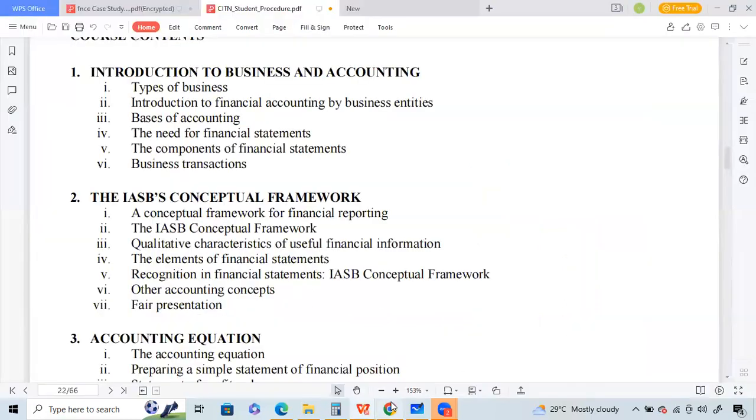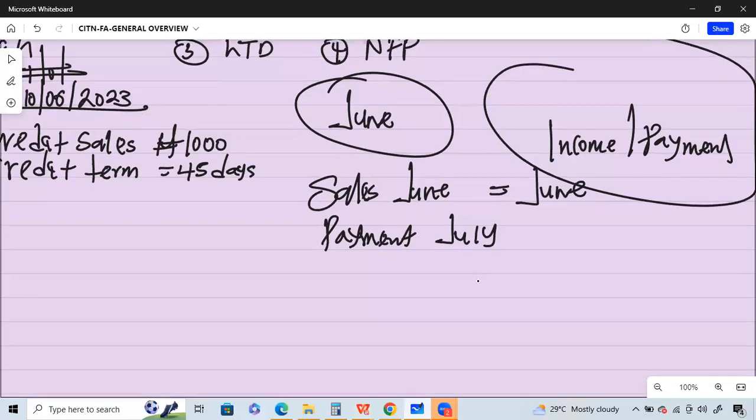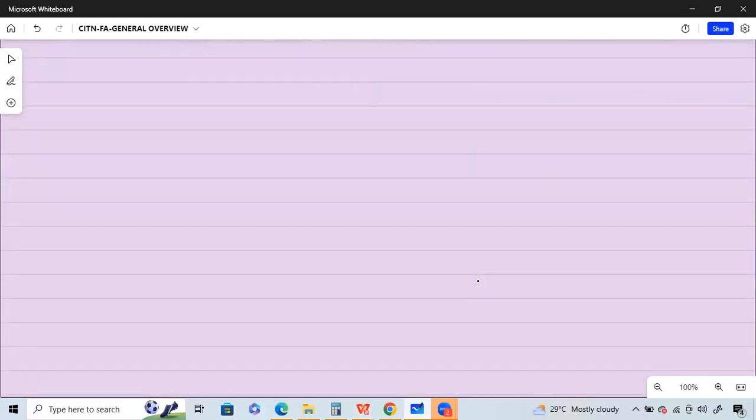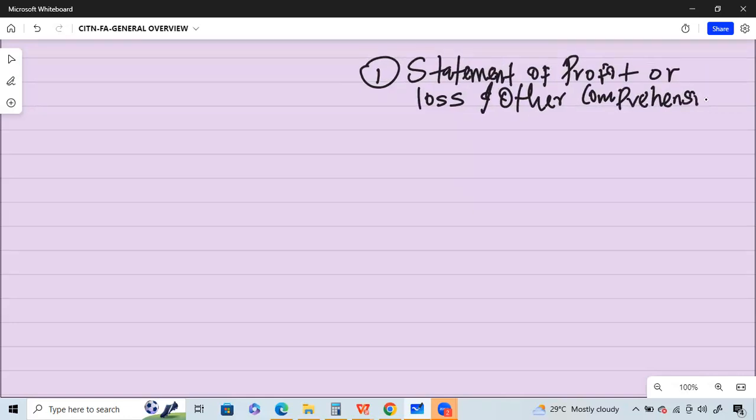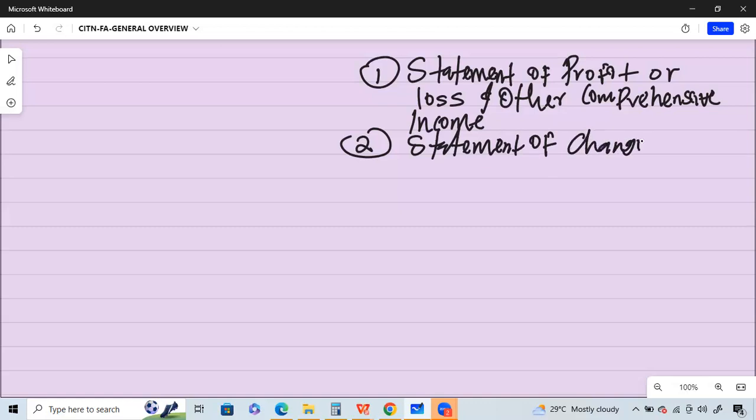Components of financial statements as well. I think the components of financial statements are also five. Meaning that when you see a financial statement now, a financial statement comprises five components. We have the statement of profit or loss and other comprehensive income. We also have the statement of changes in equity.